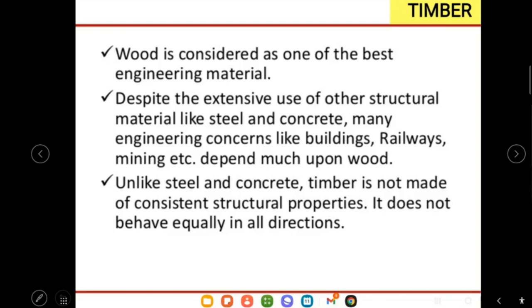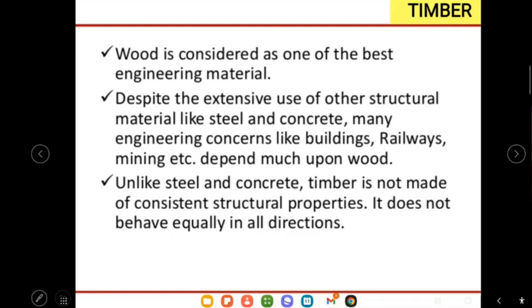It has been used in some applications, for example like buildings, like what I mentioned earlier, the kampung house, and then railways, mining, and so on and so forth.